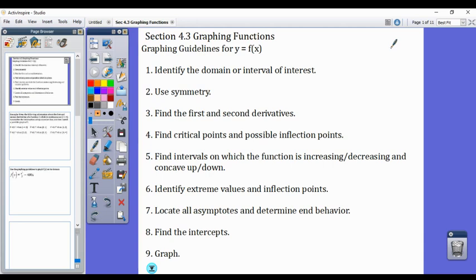Okay, so step number one is we're going to identify our domain. Then we're going to figure out if we have any symmetry. So remember, we have odd symmetry when it's symmetric about the origin, like for instance, y equals x cubed. If we have even symmetry, it's symmetric about the y-axis, so that would be like y equals x squared. If it has neither symmetry, that would be like y equals x cubed plus x squared.